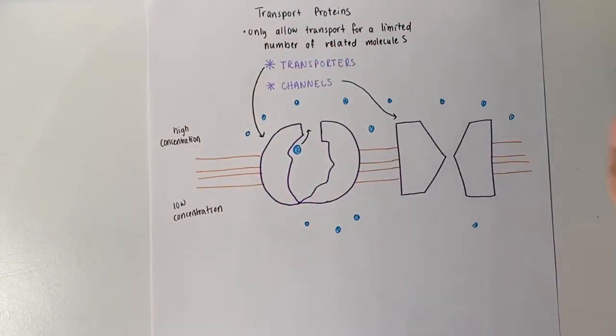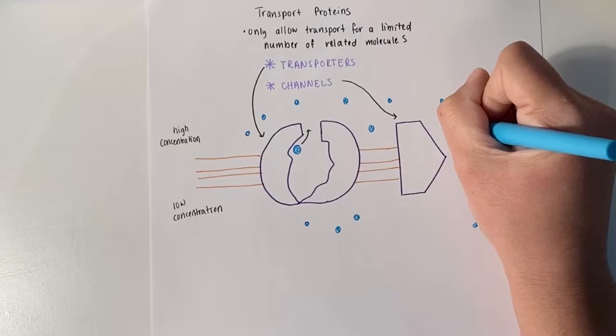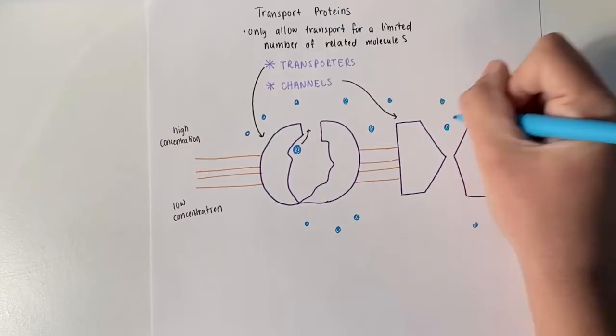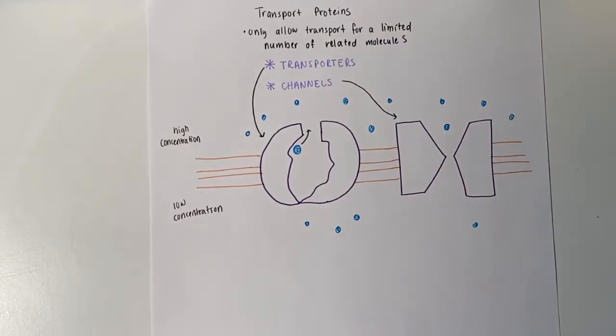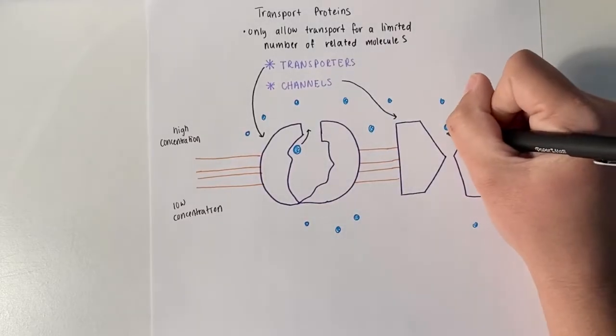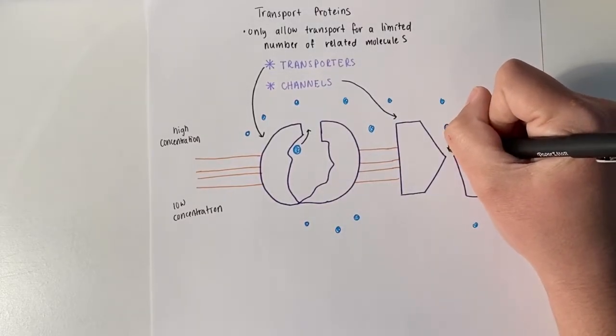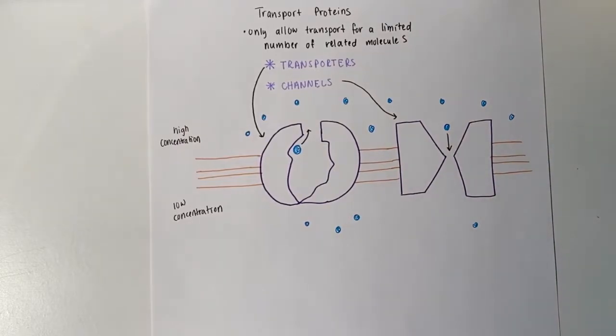A channel is a protein as well, but it does not usually have moving parts. These channels usually have substances follow their concentration gradient, which does not require energy. Channels are hydrophilic holes in the membrane that molecules can easily pass through.